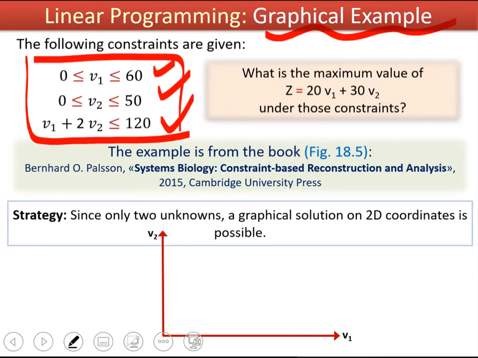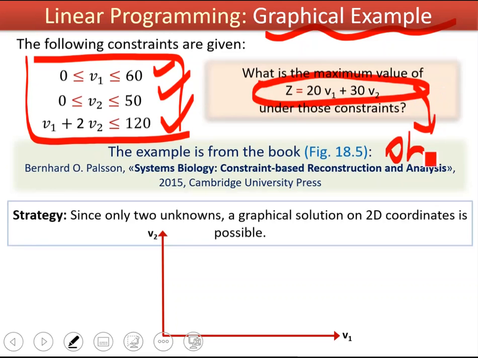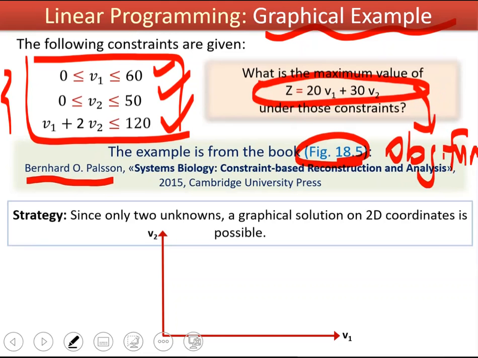And the question is, what is the maximum value of this? So this is our objective function, the function to be maximized. So what is the maximum value of this function under those constraints? And the example is figure 18.5 from Bernhard Palsson's book, Systems Biology: Constraint-Based Reconstruction and Analysis.